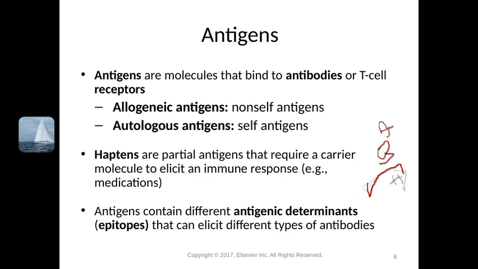So you don't have A or B if you don't have this pedestal here, okay? You won't have a blood type without that, unless you're Bombay phenotype, but we will talk about that much later within the course. It's actually rather fascinating.